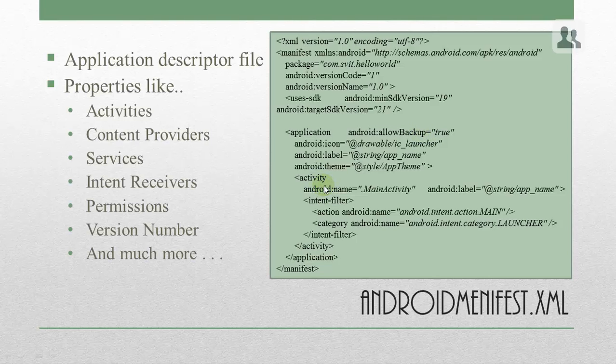Then it contains the information about your activities. If you have one or more activities, then you have to add those activities inside this manifest file. So this is what the Android manifest file looks like, and it is the most important thing regarding your Android application setup. If you want to change the version code and the version name of your application, then you can always modify those things inside this Android manifest file.